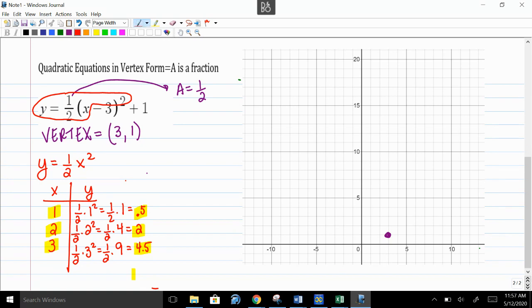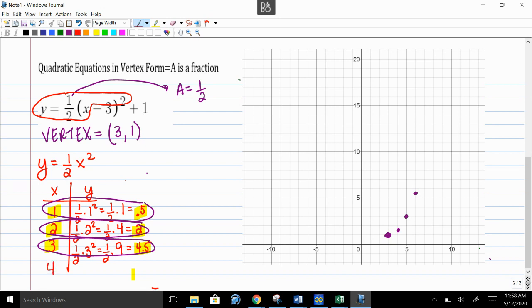So when I go to finish my graph, I'm going to start by going 1 to the right and 0.5 up. So 1 to the right and only halfway up. I don't even go up a full unit. And then I'm going to go 2 right and 2 up again from the vertex. And then I'm going to go 3 right and 4.5 up: 1, 2, 3, 1, 2, 3, 4, and then halfway.